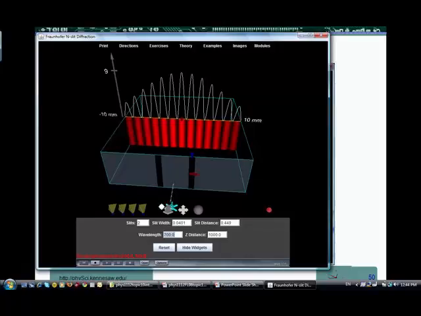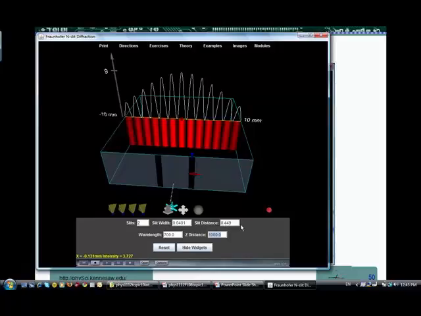Now notice we can move the screen position, but notice the value here. What we call the z distance is the screen position. We have it at 1,000. It's arbitrary units here, but look at it as 1,000 compared to the slit width, which is 0.04, and the slit separation, which is 0.449 in this case.